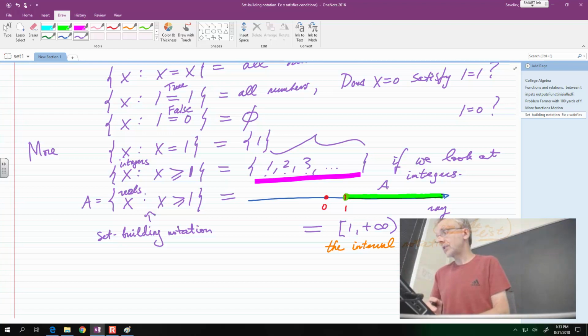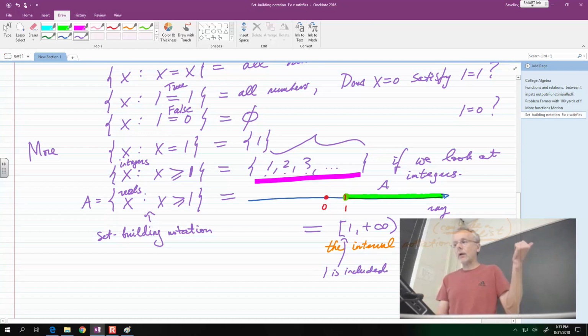An interval between two numbers, and when you use a bracket, it means that 1 is included. Why is it included? Because it satisfies the inequality. 1 is larger than or equal to 1. One of those conditions is verified, and it is included. So that's why we have a bracket. But infinity is not included.